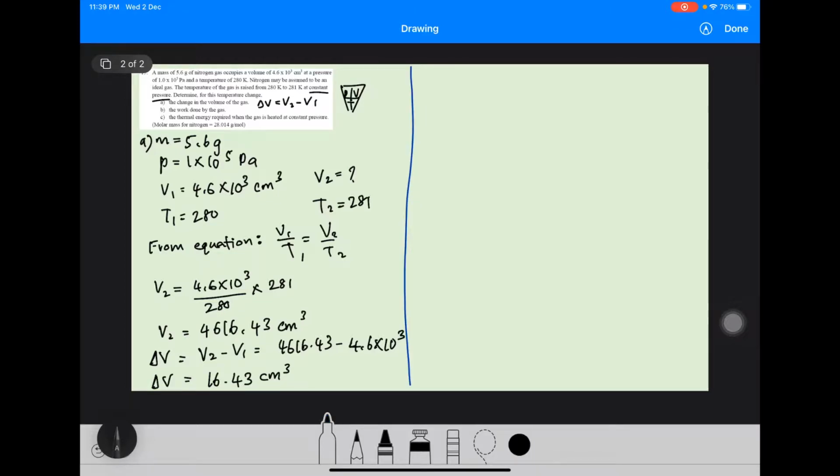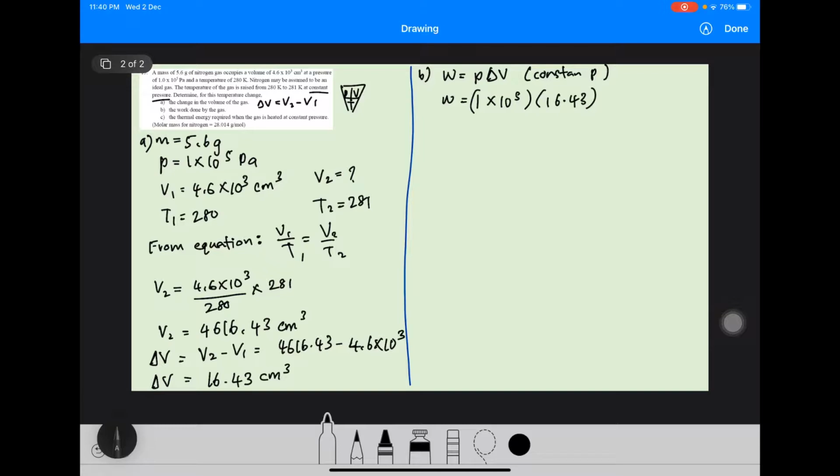For question B, they want to find the work done by the gas. So for B, you know that work done is equal to P delta V. This one is for constant pressure. The only different formula that you need to use is when we use an isothermal process, which is the formula that we have learned, and this one is a simple formula. So work equals pressure, which here is constant, 1 times 10 to the power of 5 Pascal, multiplied with delta V that we calculated just now, 16.43.